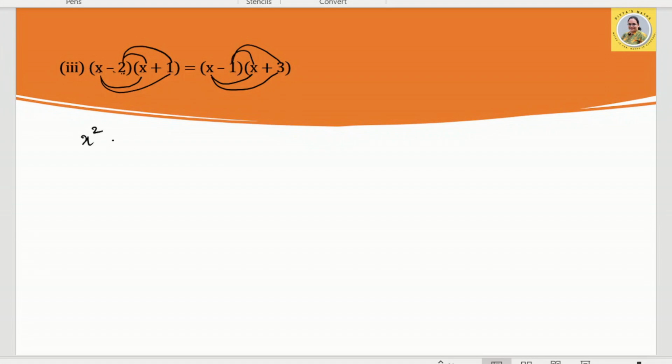x into 1 is plus x. Minus 2 into x is minus 2x. Minus 2 into 1 is minus 2. x into x is x square. x into 3 is plus 3x. Minus 1 into x is minus x. Minus 1 into plus 3 is minus 3.